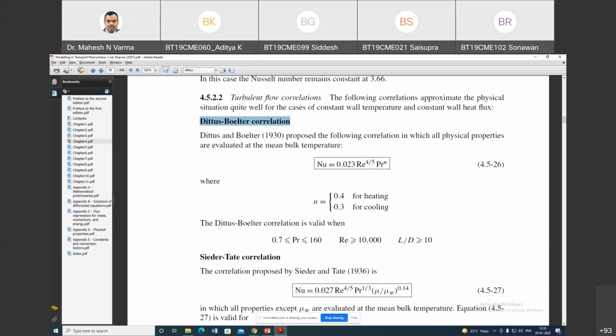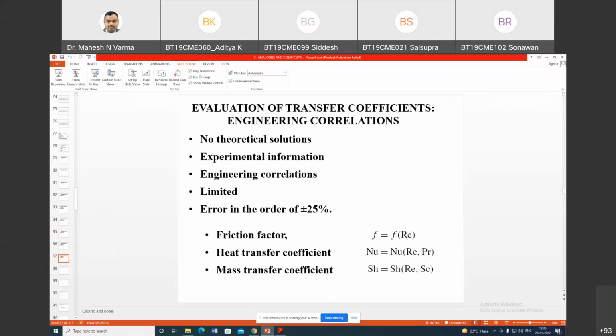So just remembering this equation is not enough. You need to remember these limitations also. First of all, it is true only for flow through pipe. The Dittus-Boelter correlation is true only for flow through pipe, and again, for heating it is different. Now, hope this limitation is clear for you.